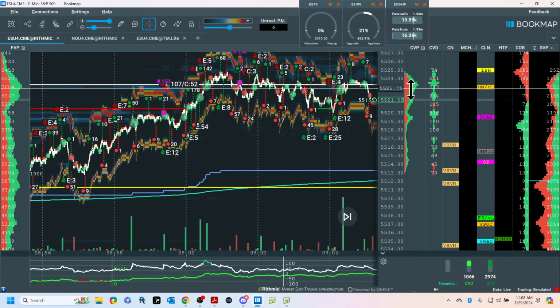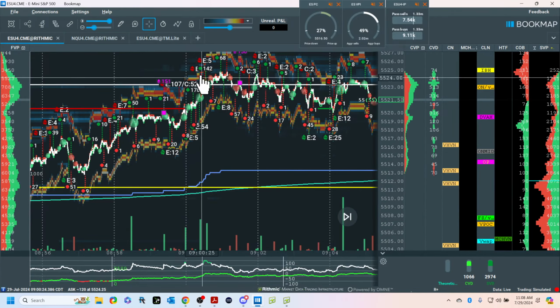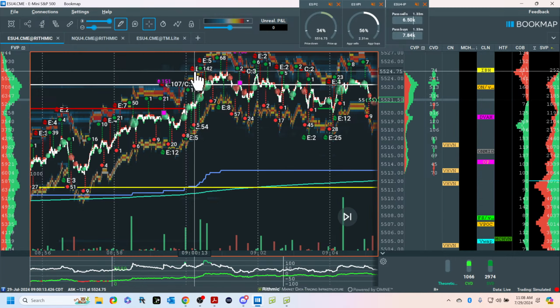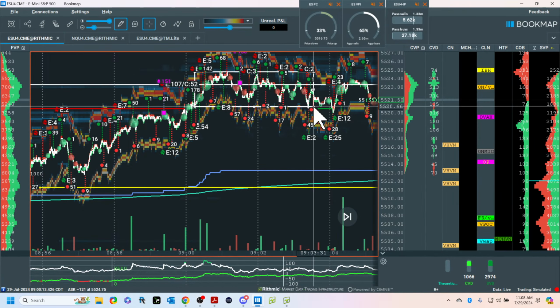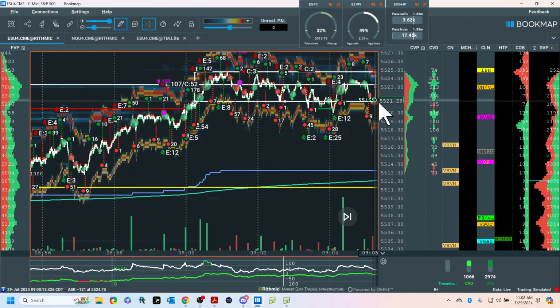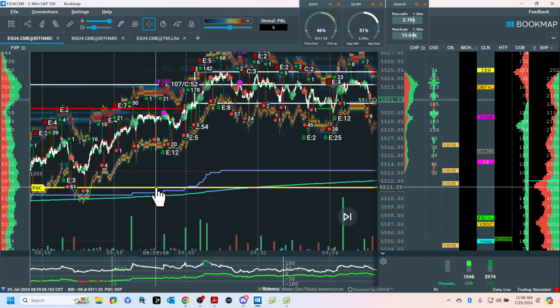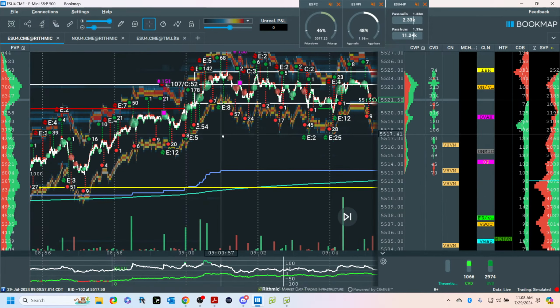This is what's called a micro high volume node, this little node sticking out. And what creates these behaviors, just so you know, is the interaction of the participants. Now, nobody has, as they say, a monopoly on anything in this business. It's just maybe. That's all you got. So let's take a look at this behavior and see what happened here.